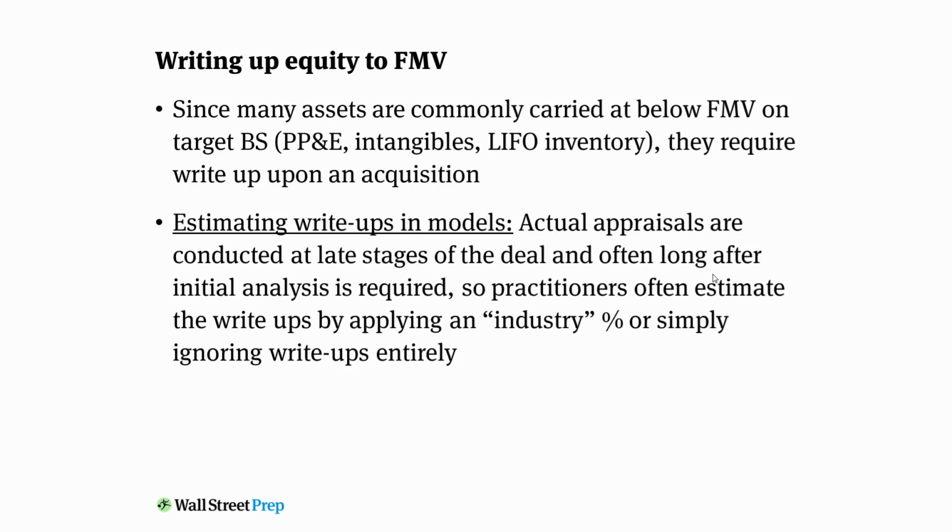And now let's go through that. Actually, before we go through that in an example, just a couple of thoughts here. Many assets are commonly carried at below fair market value in the target balance sheet, like PP&E, intangibles, and LIFO inventory. If you're wondering why LIFO inventory would be carried below fair market value, well, LIFO is last in, first out. That means that the remaining inventories are actually old in periods of rising prices, which is typical. You're going to see inventories that are undervalued, and so an acquisition creates an event that merits the writing up of inventories under certain circumstances.